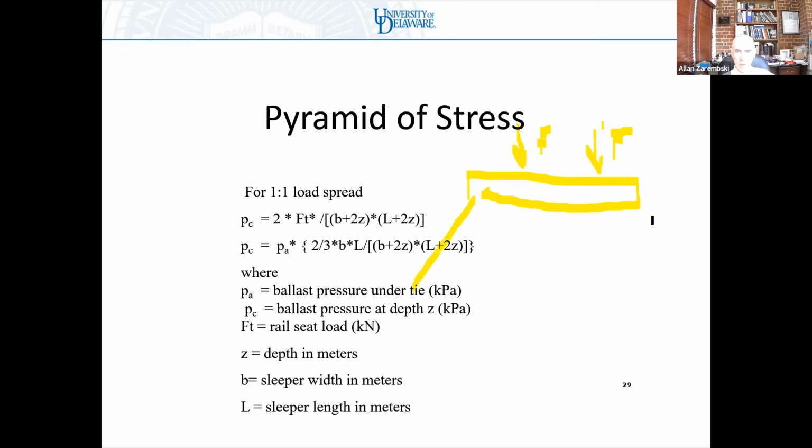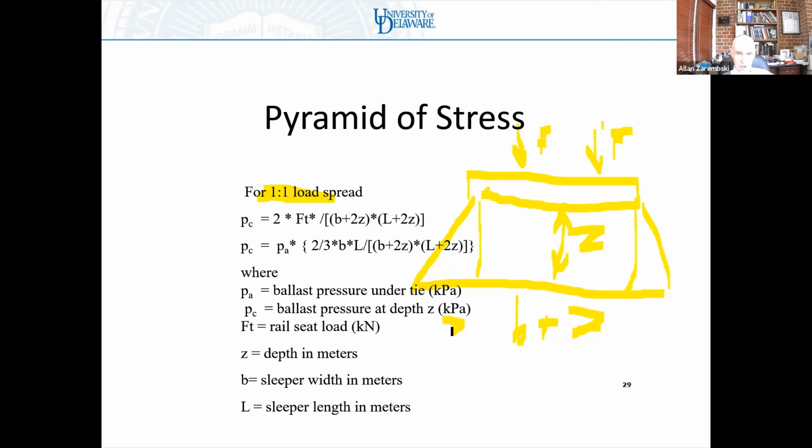And so now, if we look at a 1 to 1 spread, just to make life easier, so this slope now is 1 to 1. So for a depth Z, the sleeper length again is B. So this is B plus Z on this side and plus Z on that side. So it becomes B plus 2Z is the length.